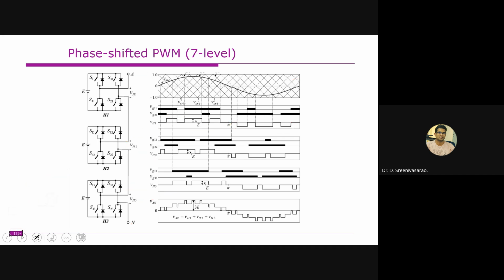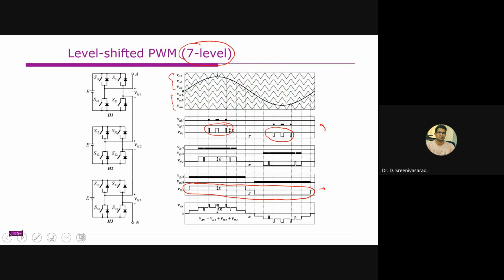See here, all outputs are the same. We just have some phase shift, that's all. All these waveforms are the same, only with a small phase shift. Understood?